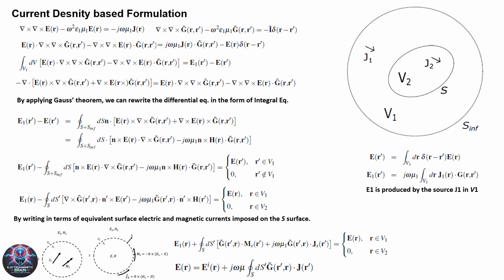Finally, we reach the most general form for the total electric field, which is a sum of the incident electric field E_inc(r) and the contribution from the surface integrals involving the Green's function and the surface currents J and M. This equation describes the total electric field in terms of both the incident field and the scattered contributions from the boundary.